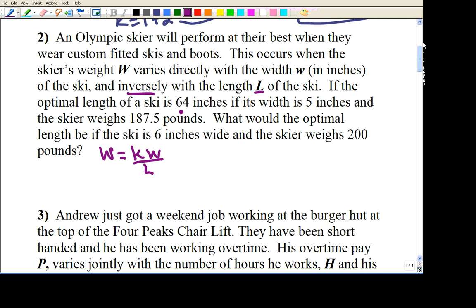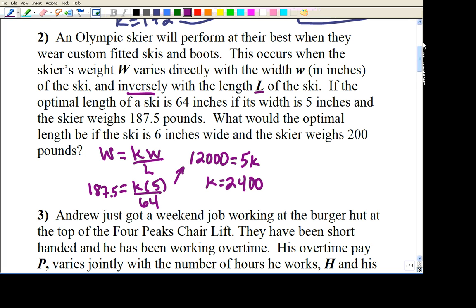We're going to use that complete scenario. We have a length of 64. We don't know what K is yet. A width is 5. And we have a weight of 187.5. So we need to solve for K first. So if I multiply by 64 on both sides, then I'll end up with 12,000. So we have 12,000 equals 5K, and then to get K by itself, we'll divide both sides by 5. So we'll get K equals 2,400.